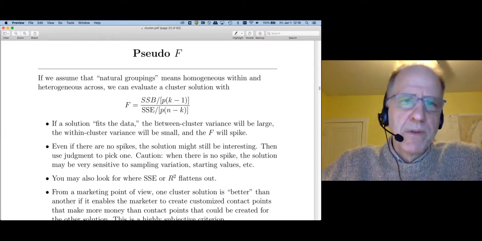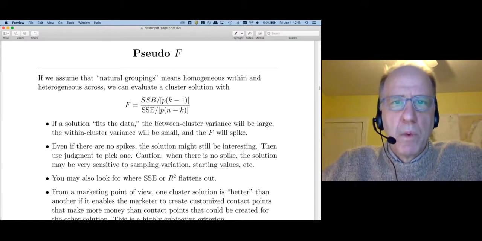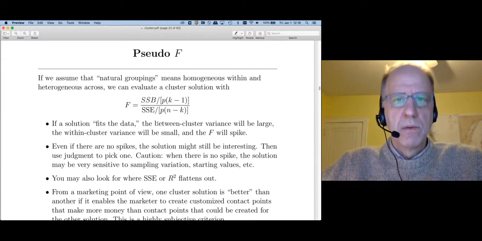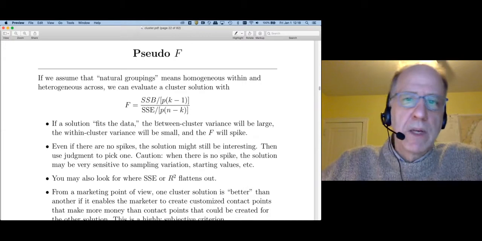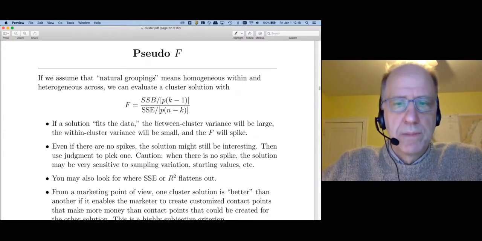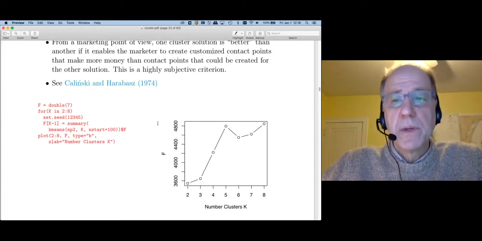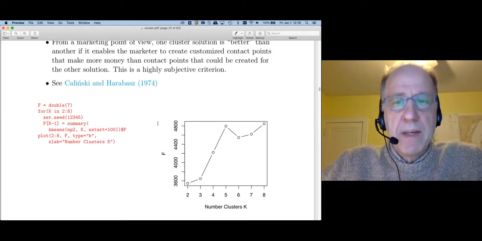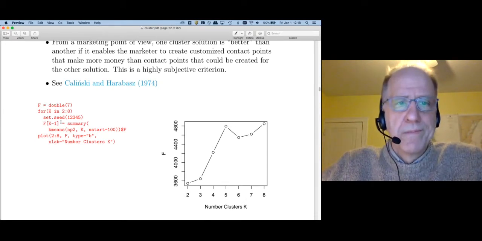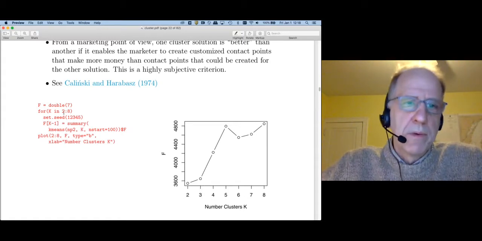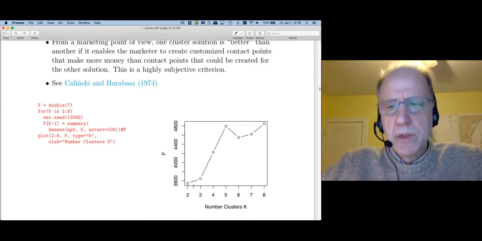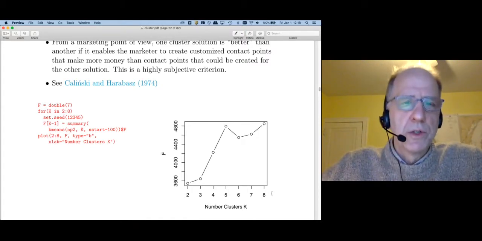So pick the number of cluster solutions whenever F has a relative spike next to its neighboring solutions. By default, R doesn't give you the F statistic, but my summary function that I described earlier computes it for you. So here's a little for loop that goes through with the newspaper example that we've been discussing and computes the 2 through 8 cluster solution.